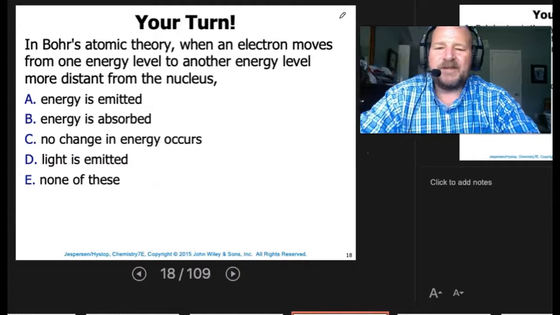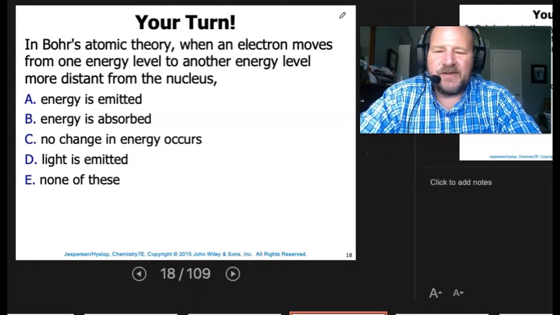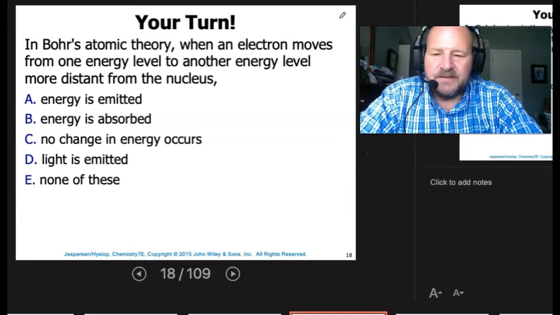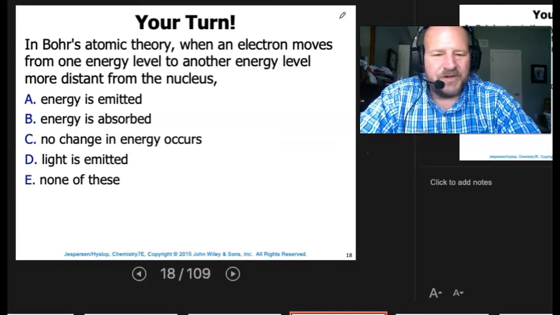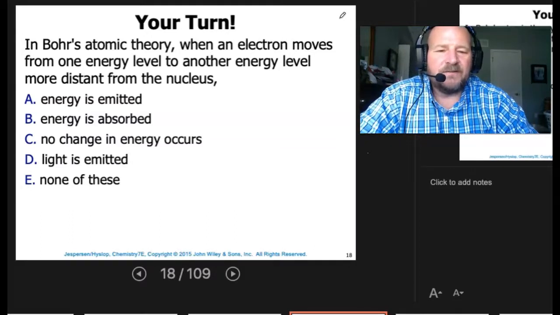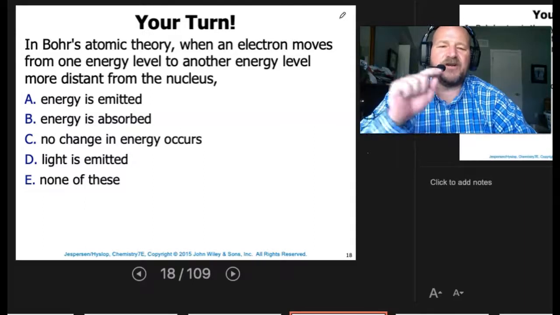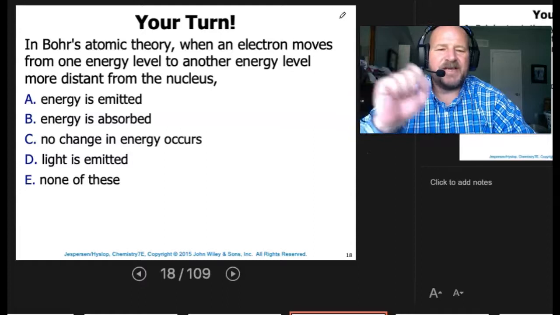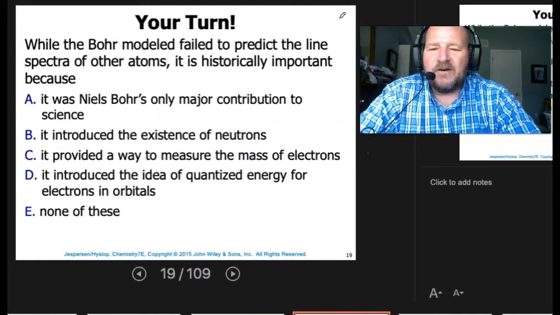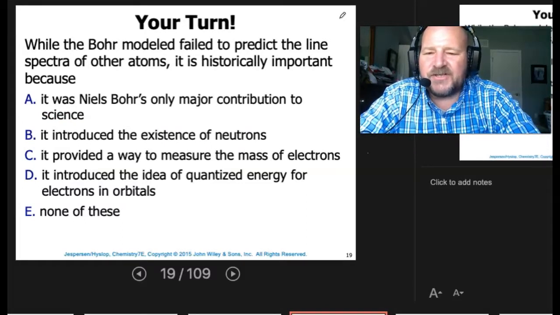All right, so in Bohr's atomic theory, when an electron moves from one energy level to another energy level more distant from the nucleus, will energy be emitted? Will energy be absorbed? There will be no change that occurs in the energy. Light will be emitted, or it's something else. None of these answers make sense. All right, hopefully, remember I want the electron to go from a low energy to a high energy. That means the atom has to absorb that energy. All right, while the Bohr model failed to predict the line spectra of other atoms, it is historically important because, well, it was Niels Bohr's only major contribution to science.